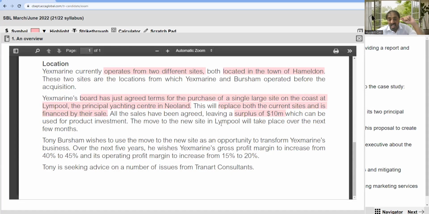The move to the new site in Limepool will take place over the next few months. Bersham wishes to use the move to the new site as an opportunity to transform X Marine's business. Over the next 5 years, he wishes X Marine's gross profit margin to increase from 40 to 45% and its operating profit margin to increase from 15 to 20%. So that means currently the GP margin is 40% and the operating profit margin is 15%. They want to increase the GP margin to 45% and the operating profit margin to 20%.